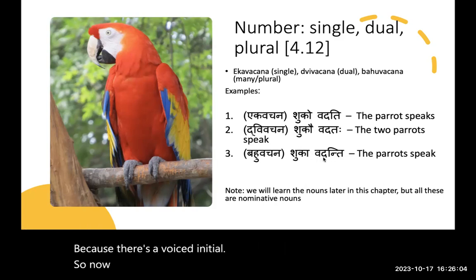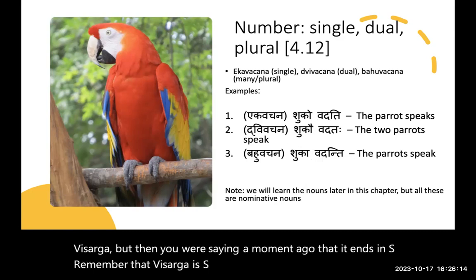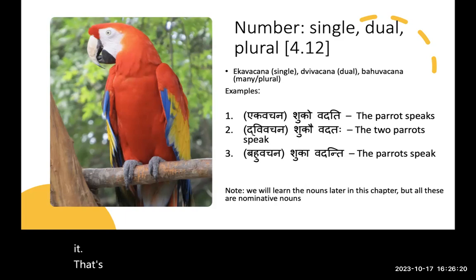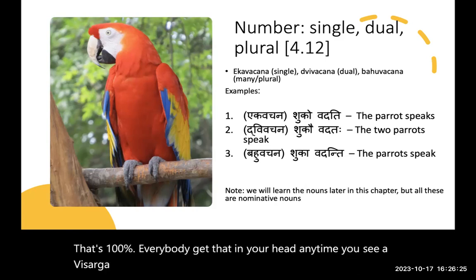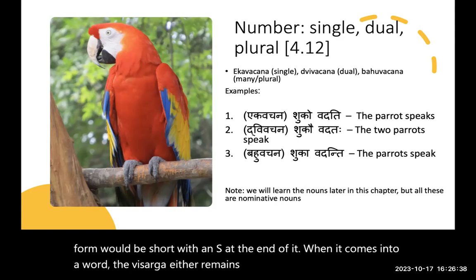So now I'm confused, because you're saying that it is visarga, but then you were saying a moment ago that it ends in s. Visarga is s. It's an s with no syllable on it. That's 100%. Everybody get that in your head. Anytime you see a visarga, effectively, if you were looking it up, its natural form would be short a with an s at the end of it. When it comes into a word, the visarga either remains or drops depending on the context.